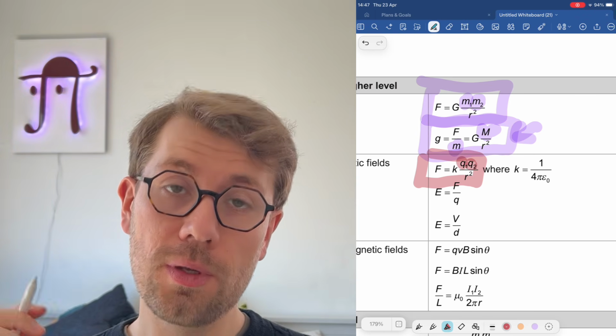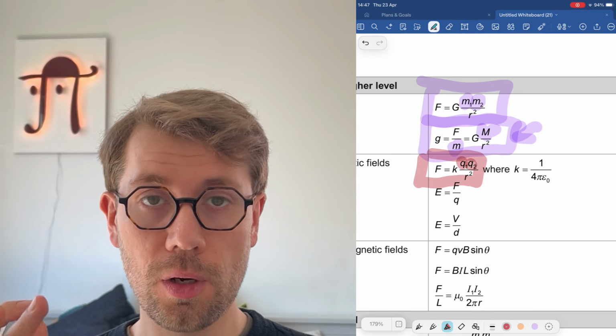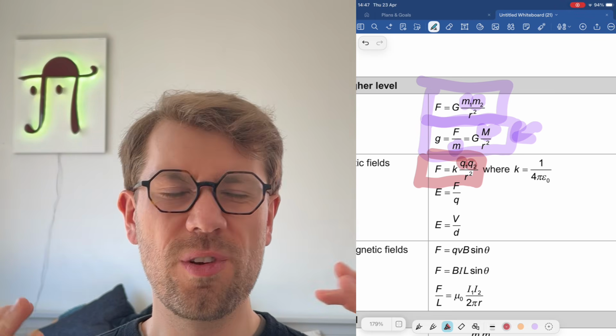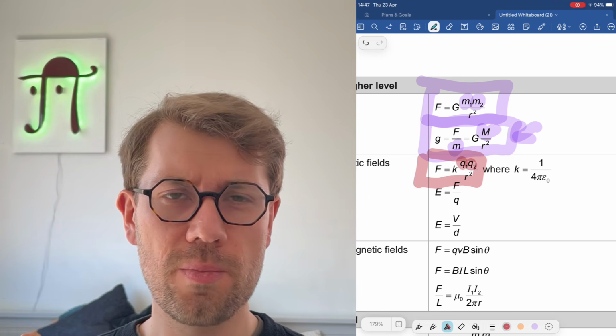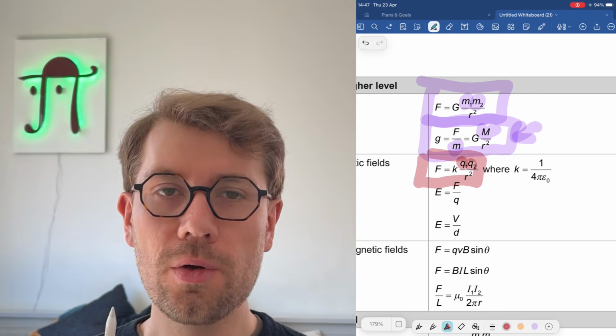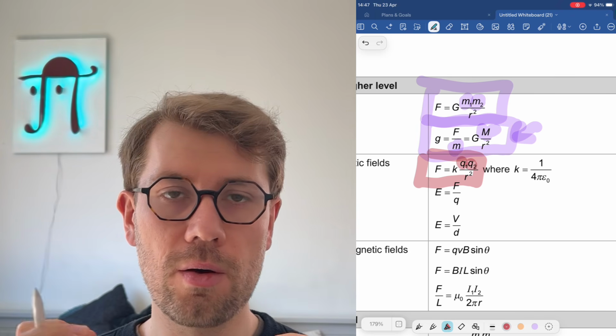And as with Newton's law, we want to consider these as point charges. With Newton's law, we're considering our planets as point masses, meaning that we're simplifying the situation and imagining that all of the mass acts from one location at the center of mass, or one location at the center of our charged body.